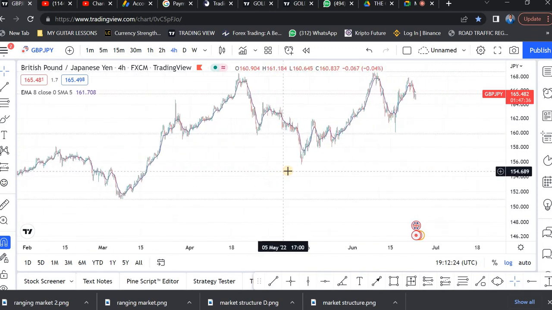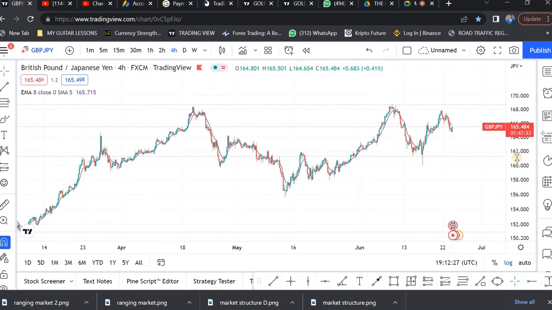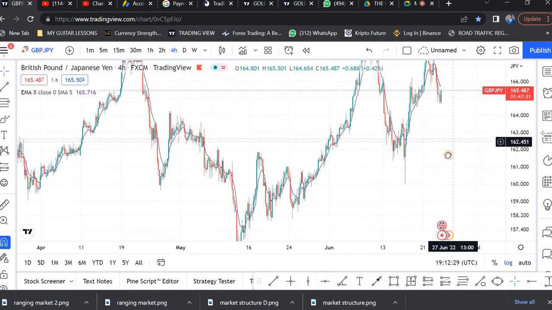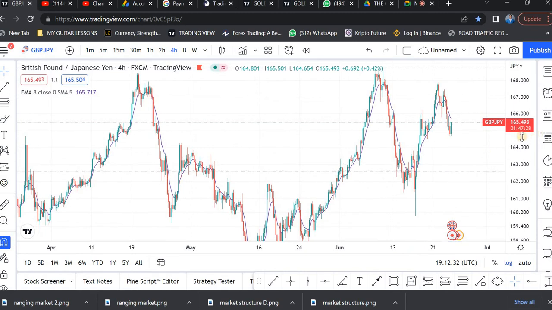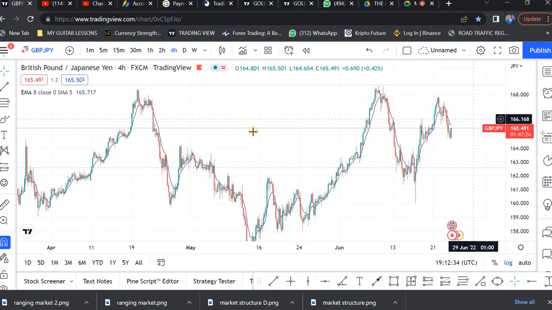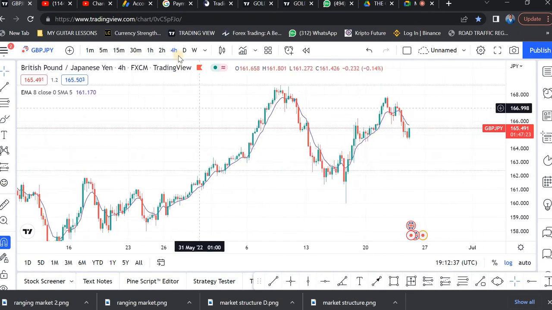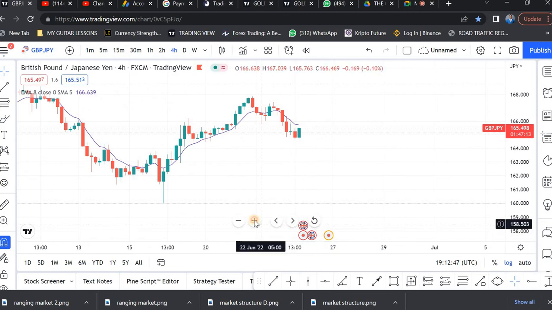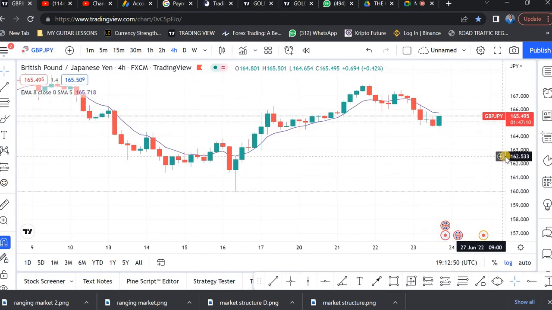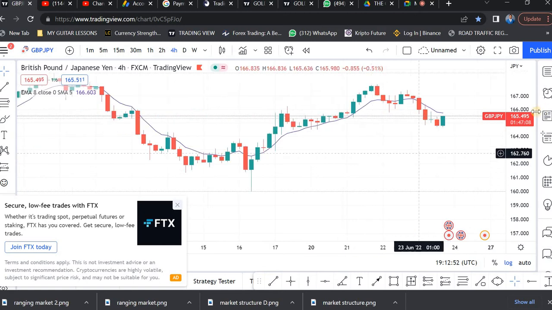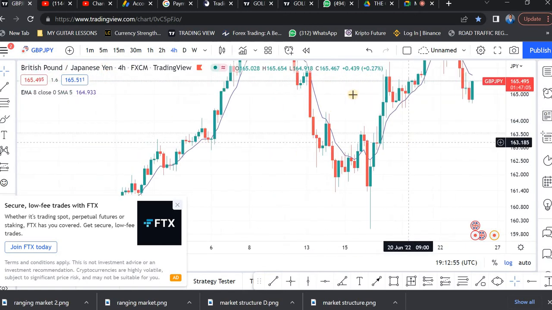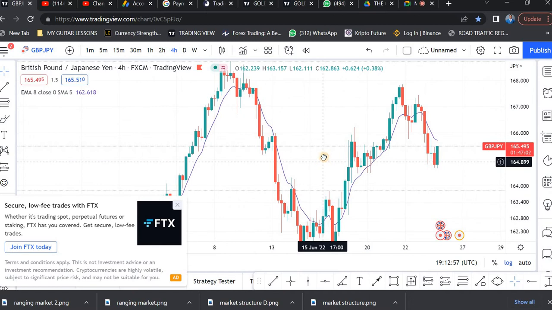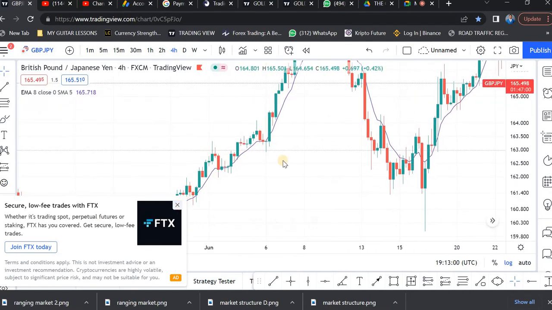The chart you are seeing here is the movement of price of these two currencies within a certain time frame. The time frame I have selected here is the 4-hour time frame. Each candlestick you see here represents 4 hours. Let me zoom in so you can see. Each candlestick you see here represents 4 hours.